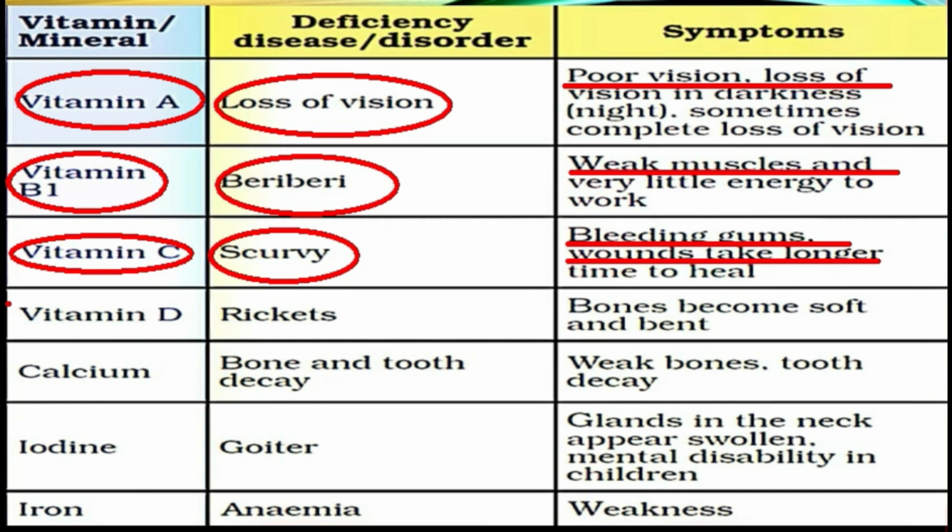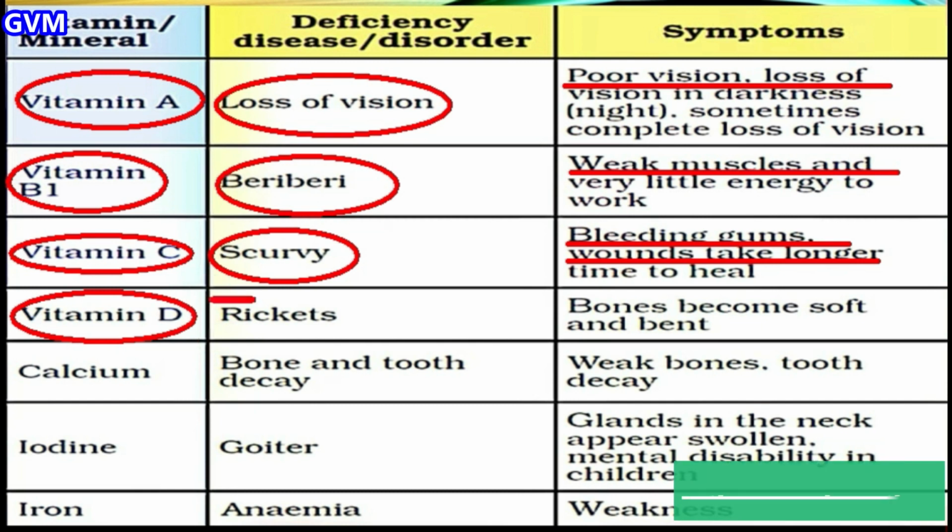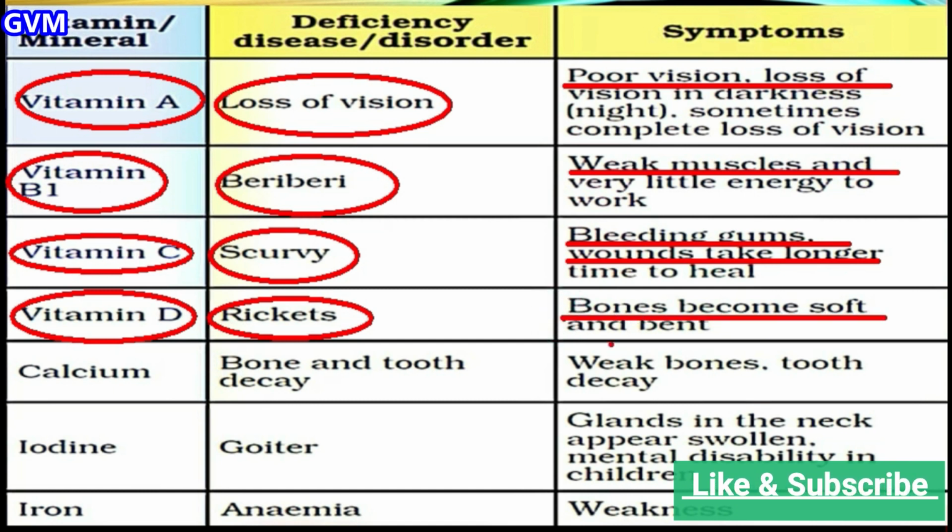Next is vitamin D. Students, deficiency of vitamin D in our diet causes rickets. In this case, our bones become soft and easily bent, and there are a lot of problems related to arthritis, means to say bone disorder in our body due to the deficiency of vitamin D in our diet.